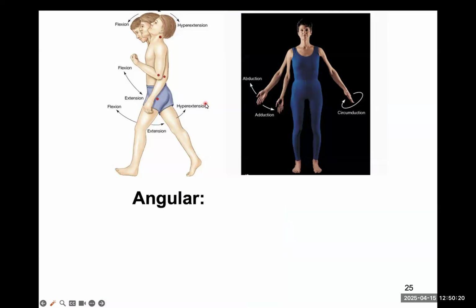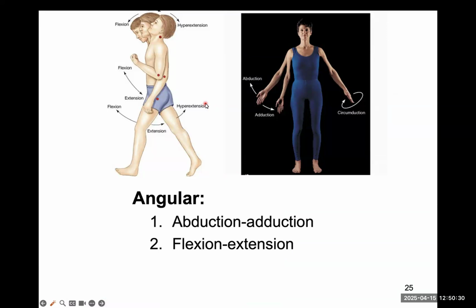So here's angular. There are some types of motions that you can do with angular. One is called abduction and adduction, then flexion and extension. And the last one is circumduction, sorry, circumduction. The way we define it, we have these two images to look at for reference.